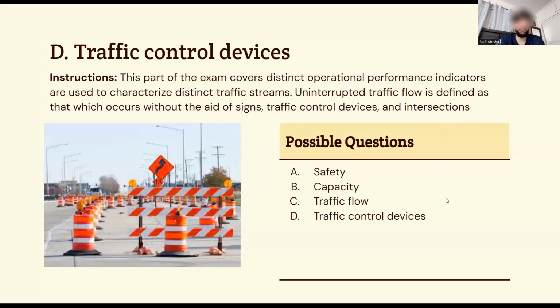Traffic control devices. This part of the exam covers the operational performance indicators that are used to characterize distinct traffic streams. Uninterrupted traffic flow is defined as that which occurs without the aid of signs, traffic control devices, and intersections. Some possible questions could regard safety, the capacity, the traffic flow, as well as the traffic control devices.